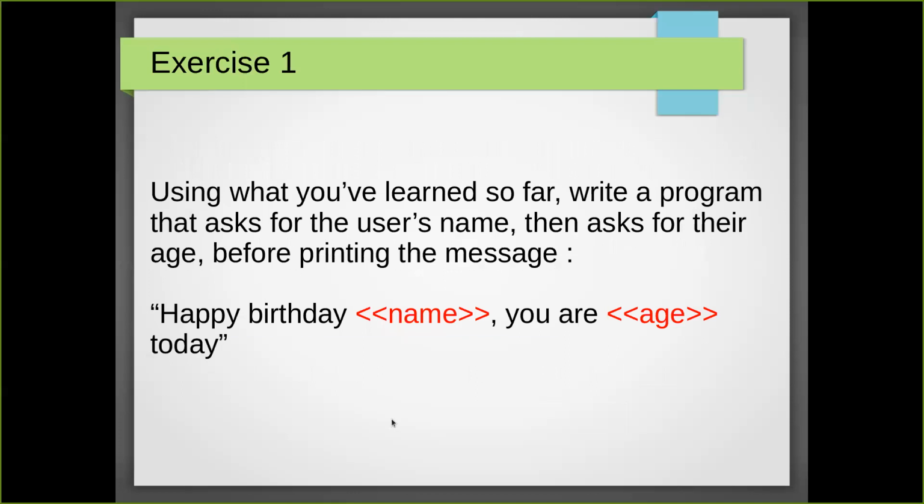Okay, I've talked for long enough. So I want to set your first exercise. I want you to turn to Spyder, and I'm going to give you 5-10 minutes just to do exactly this. Use what you've learned so far. I want you to write a program that asks for the user's name, then asks for their age, and then prints the message, happy birthday, whatever their name is, you are, whatever their age is today.